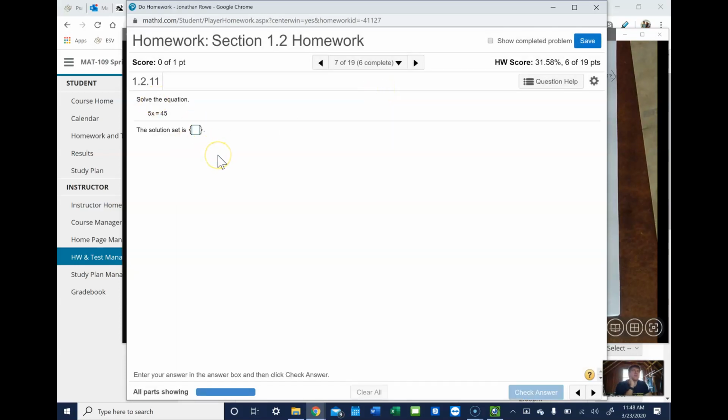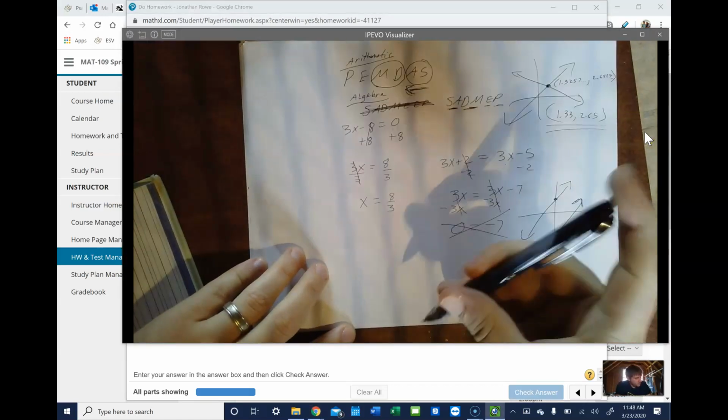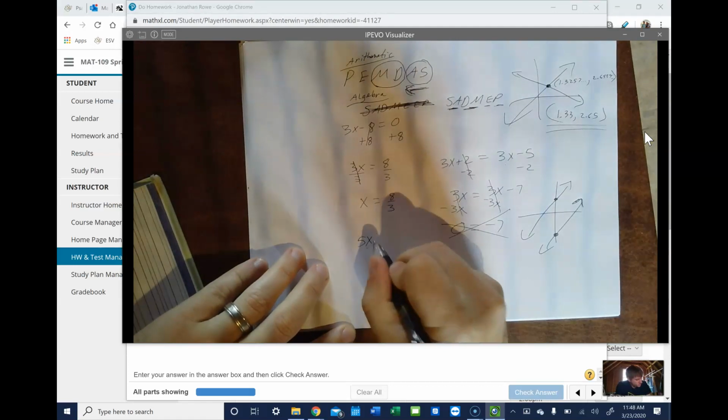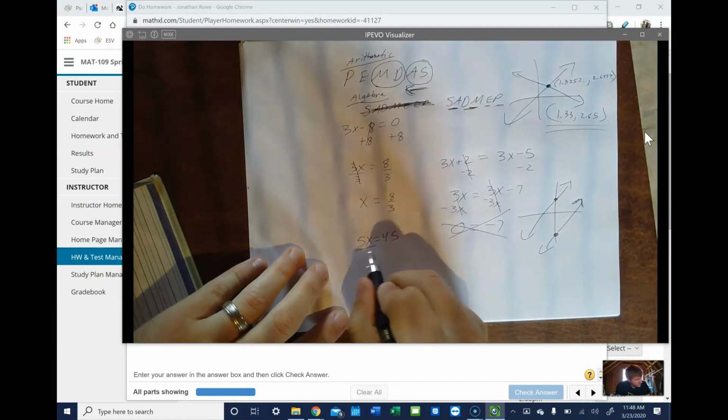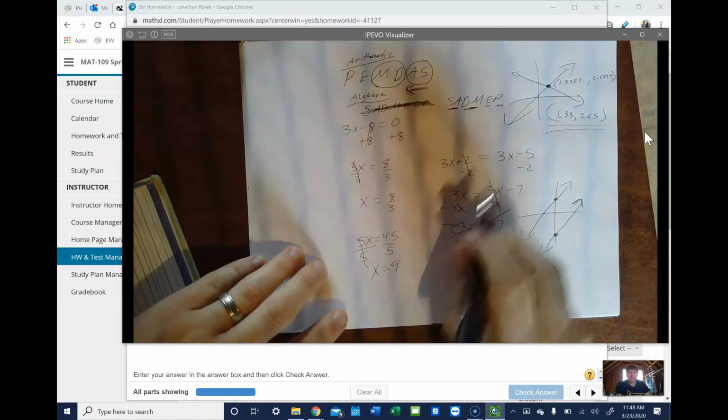Solve the equation 5x equals 45. That's simple enough, isn't it? 5x equals 45. We want to get rid of the 5. The 5 is multiplied, so we will divide it. So x equals 9.